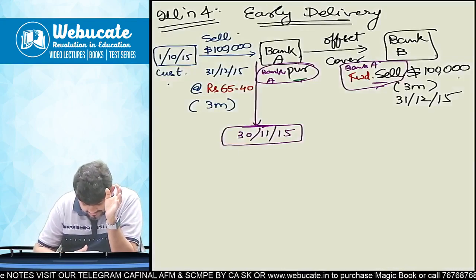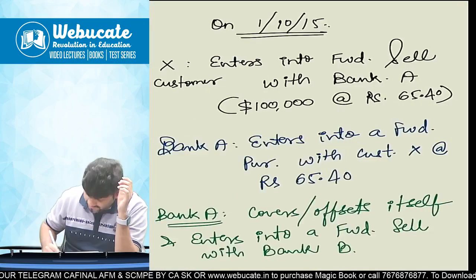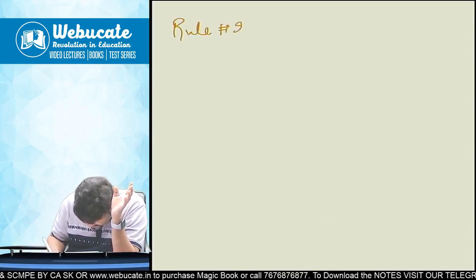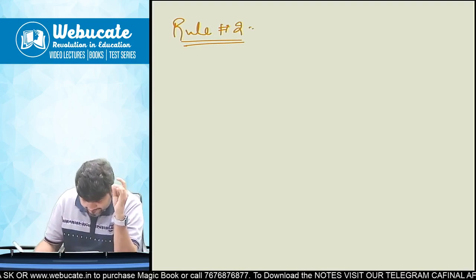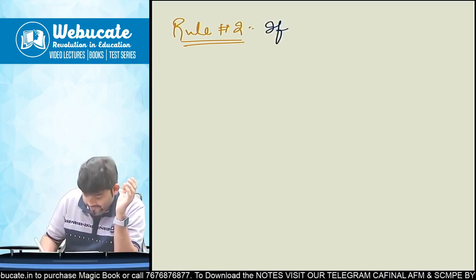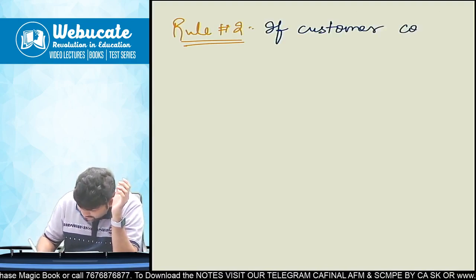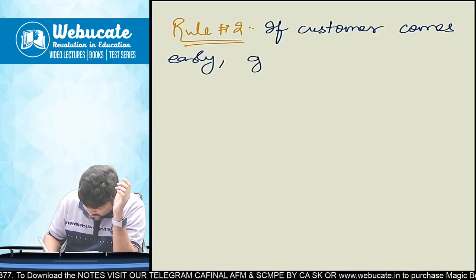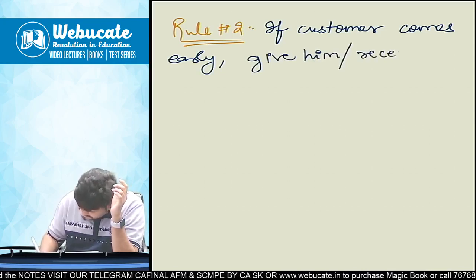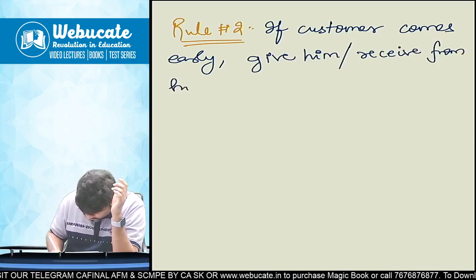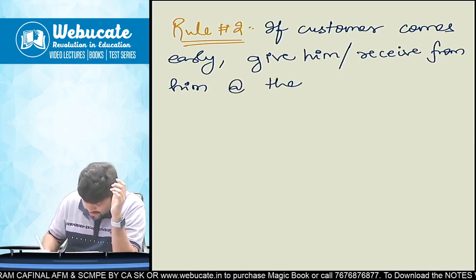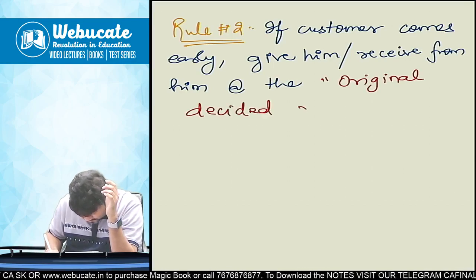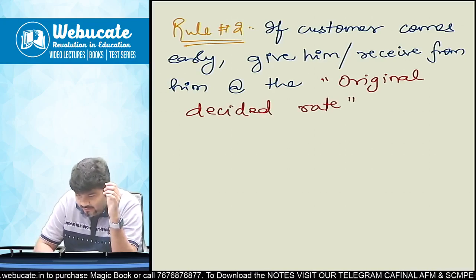Now, what does Fadai say? If customer comes early, so Fadai rule number 2. I'll write it here. Please write down. If customer comes early, give him or receive from him at the original decided rate. At the original decided rate.